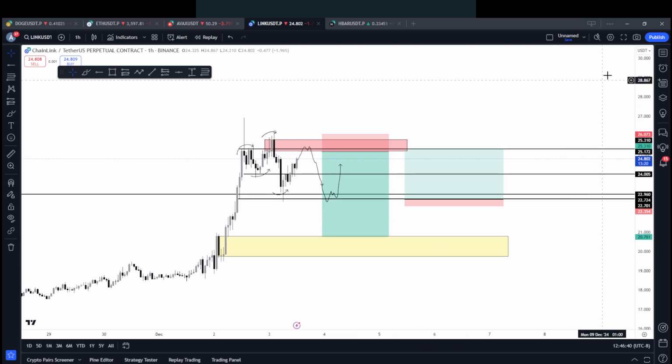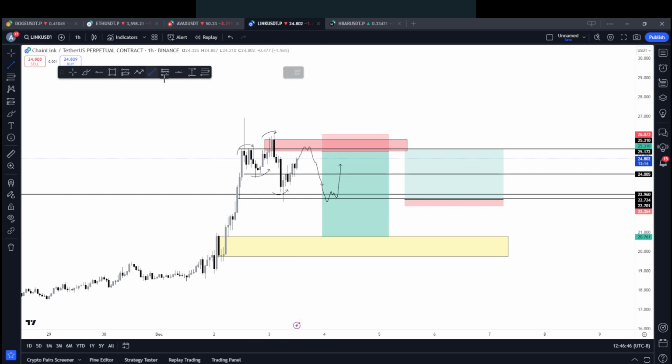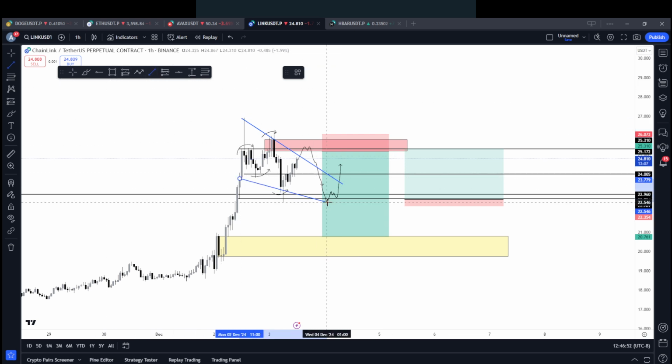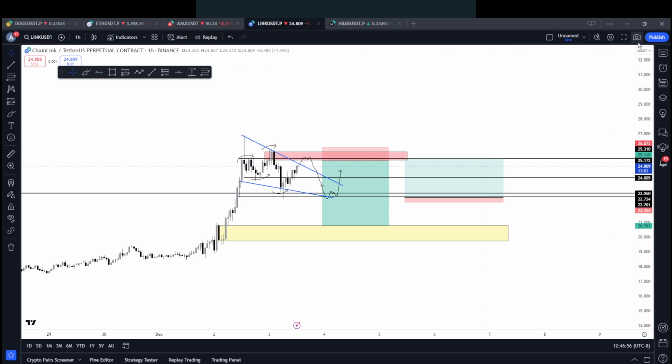Okay, just be careful shorting in an uptrend. And this could easily be another little small mini falling wedge.